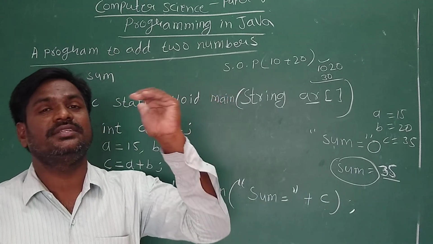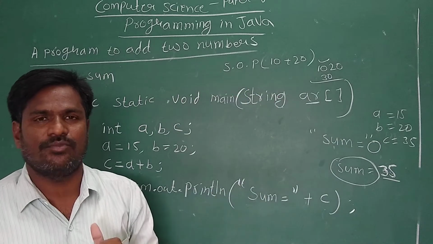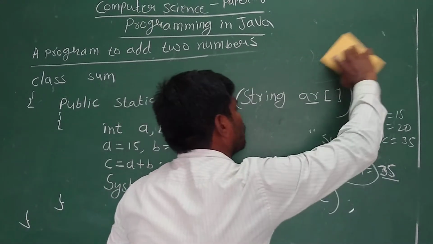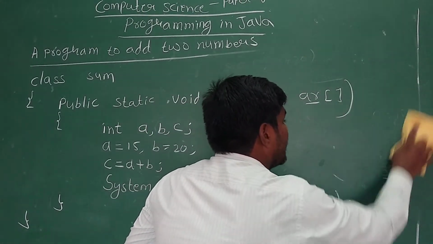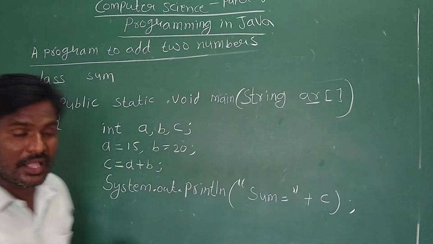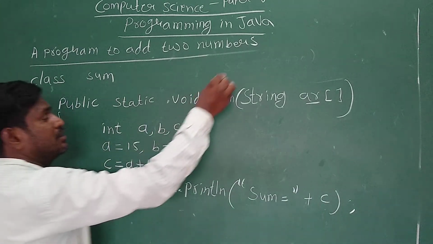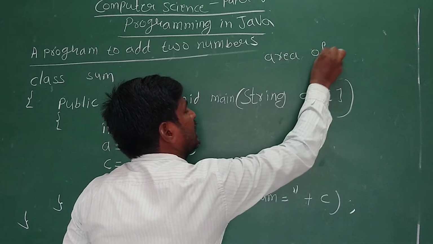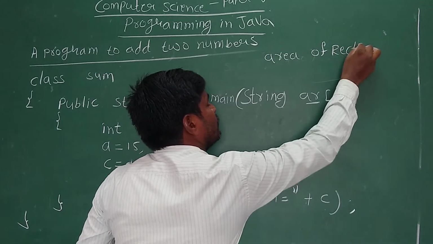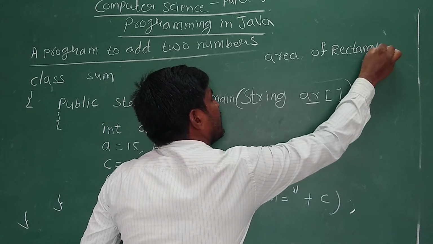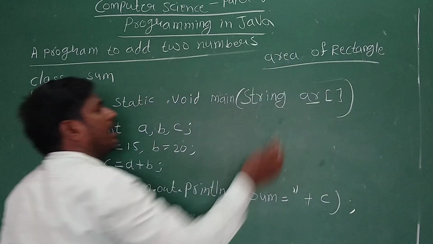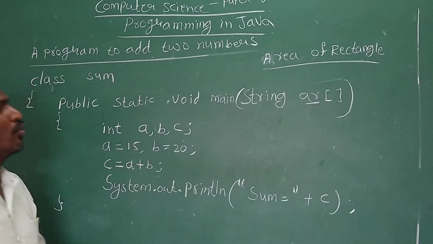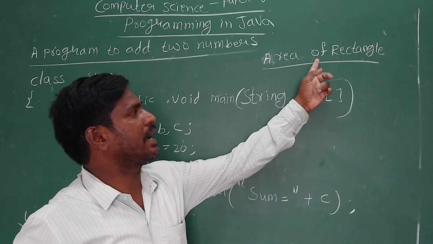We have discussed it already with C++ in the second set. So this is a sample Java program. Write down this program in your notebook and try to write a homework program, that is to find the area of a rectangle. Try to write a program for the area of a rectangle and post it in the WhatsApp group.